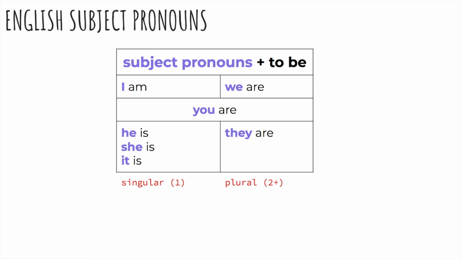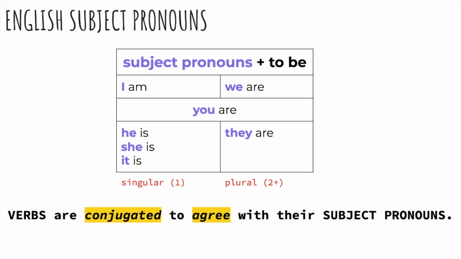Note that the verb changes slightly according to the subject pronoun used. This is because verbs are conjugated to agree with their subject pronouns. In other words, in academic English, we don't say I is or he are. This is true in both English and Spanish.